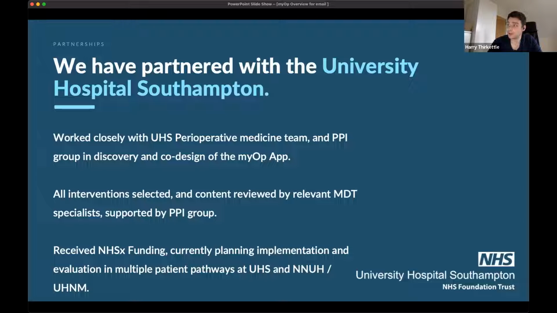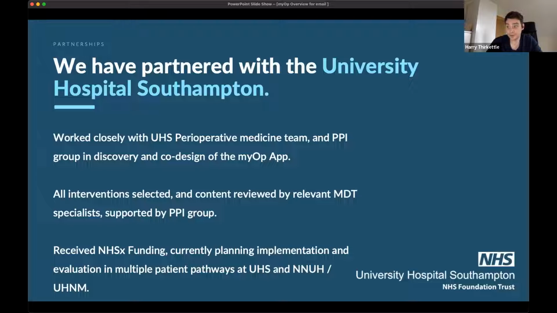So we've tried to work really closely in working out what we should include in the app, and then kind of testing it and getting some feedback. So thank you so much to all of those who have had a look at the app and provided helpful comments, and also really good enthusiasm for what we're trying to do.